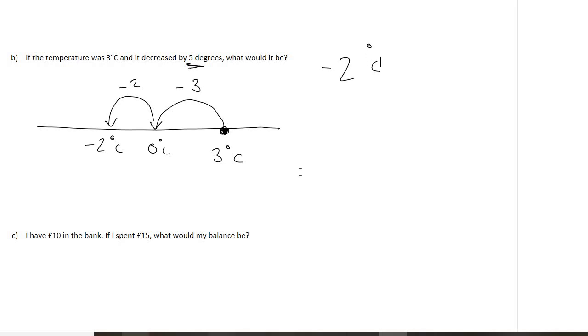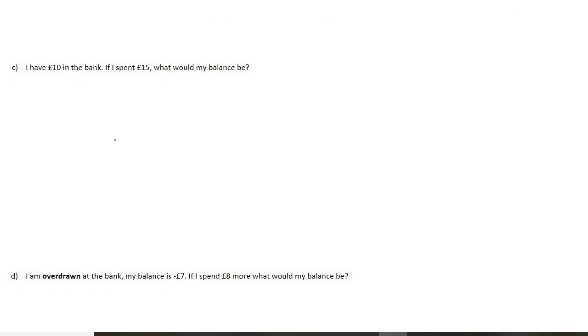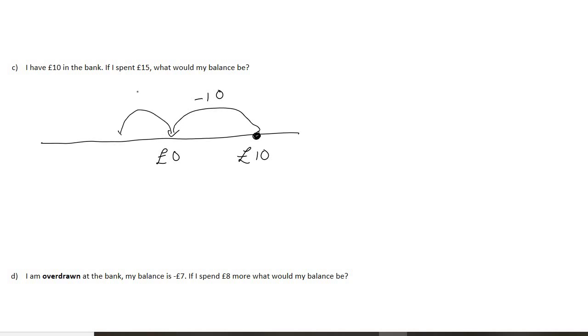Easy peasy. And this could be a money question as well. Let's say I've got £10 in the bank and I'm going to spend £15, so I'm going to end up with a negative bank balance. A bank balance is just the amount of money in your bank account. So we're starting off with £10 there in the bank account. Let's split this over 0. So we're going to take away the 10 to get to £0. And then I need to take away £5 more. So that's going to be me at -£5. That's my answer, -£5.